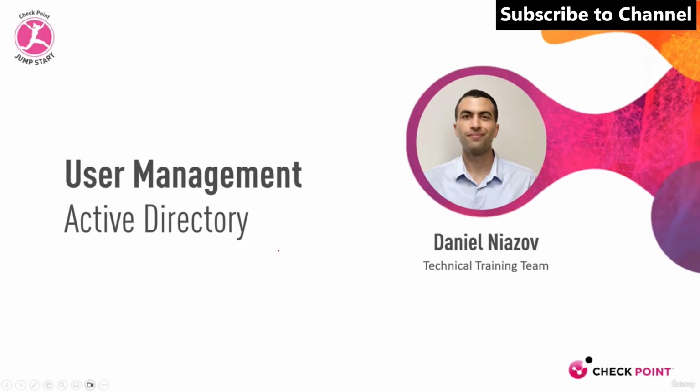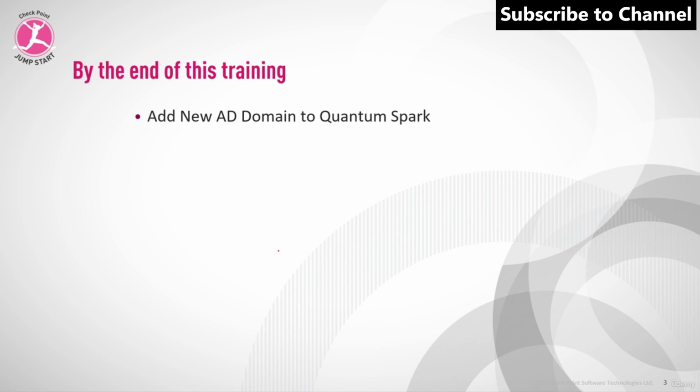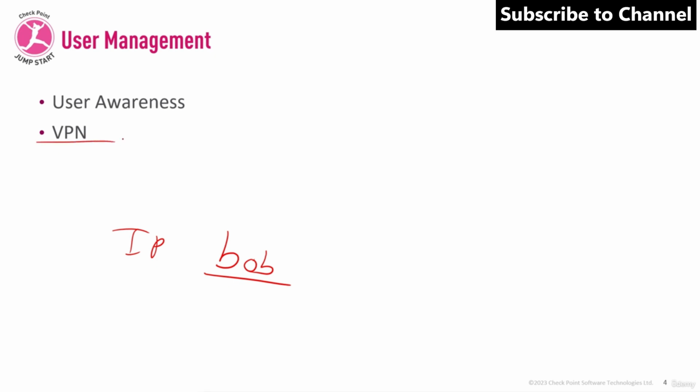User Management Active Directory. By the end of this training, you'll be able to add a new Active Directory domain to Quantum Spark. User management is essential for when you want to use either user awareness, meaning you don't want to see just an IP address, but you want to know, hey, that's Bob. And for when you want to use VPN, for example, it's very common to set up users so I can authenticate by my username when I'm connected remotely.